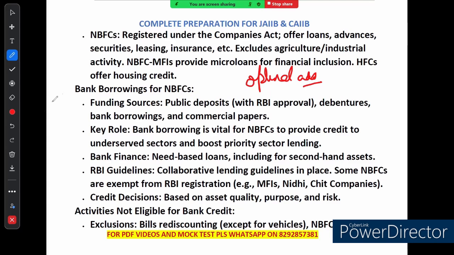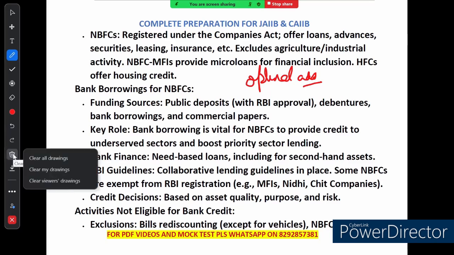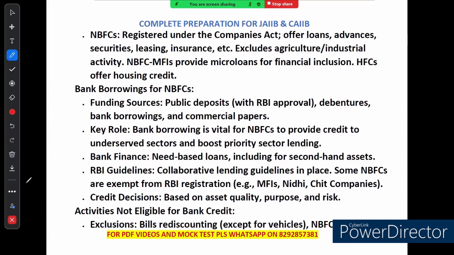NBFC means non-banking financial company. They play a big role in our financial system. But what exactly do they do? Let's break it down into simple terms. NBFCs are companies that offer financial services like loans and advances. They offer leasing, which means renting out equipment or assets, and they also offer insurance and securities. But they don't deal with things like agriculture or industrial activity.